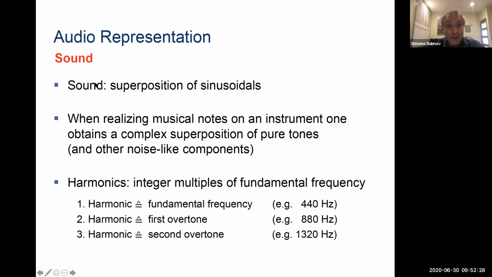So sound itself, the audio itself, could be analyzed as a superposition of sinusoids, and this is the Fourier analysis that we will go into in more detail later. Now, complex musical notes or tones have a lot of these sinusoids, so when realizing musical notes on an instrument, one obtains a complex superposition of pure tones and other noise-like components, and we didn't talk about how they change over time. The notion of harmonics, we said these are specific relations between these sinusoids where they're integer multiples of fundamental frequencies.